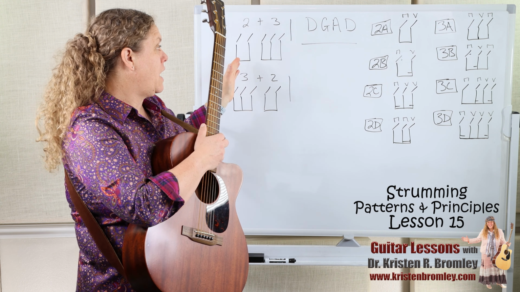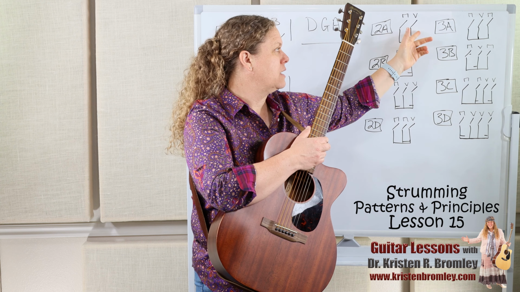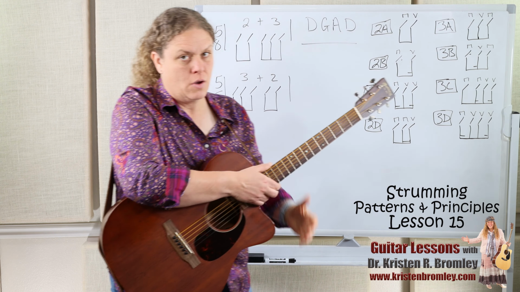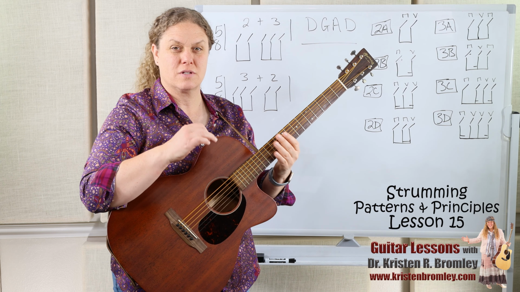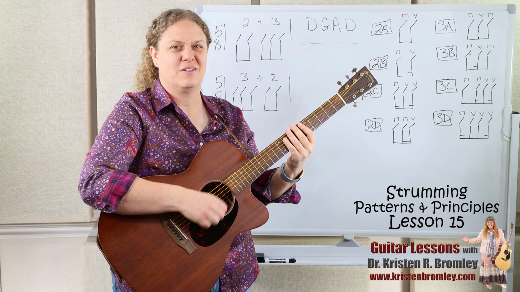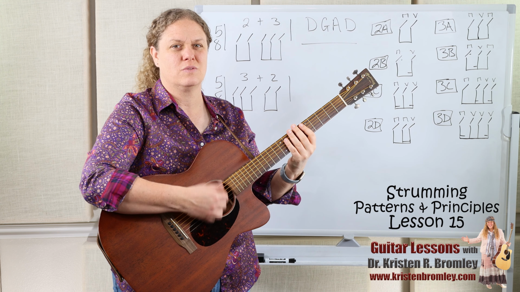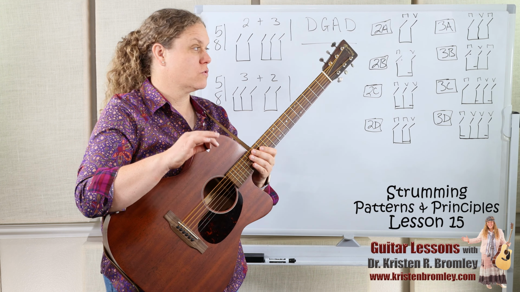Let's take a look at 3 plus 2. So we're going to do this side against the 2. So 3A, we're going to start off with that down, up, down, and then 2A, down, up. So we're going to switch to 3 plus 2 now. Down, up, down, down, up, down, up, down, down, up. 1, 2, 3, 1, 2. This one we did in the last lesson, but we'll just review it here.